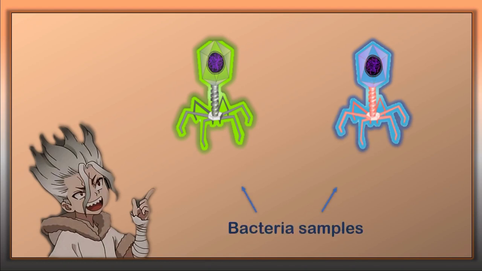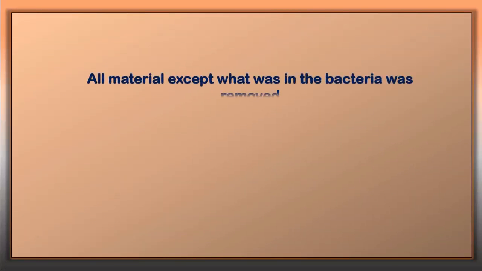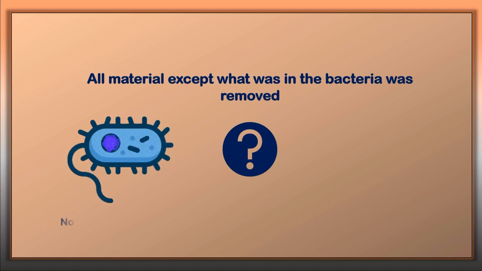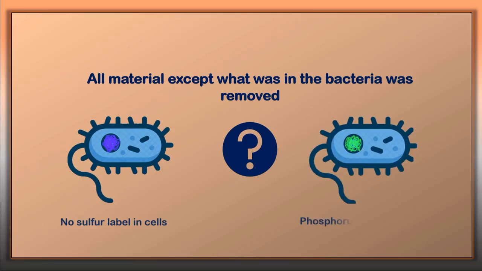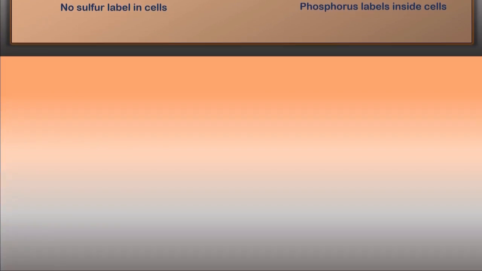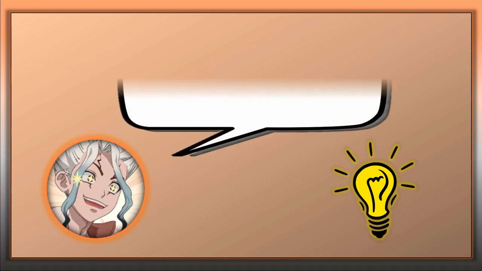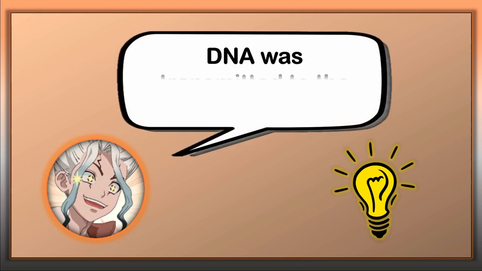When placed with bacteria, the virus injected its DNA into the bacteria. Then all the material except what was inside the bacteria was removed. Hershey and Chase looked to see where the labels were found. The sulfur labels on the protein were found outside the bacteria, only the phosphorus was inside. And what do they get from this? This proved that it was DNA, not proteins, that was transmitted to the bacteria.